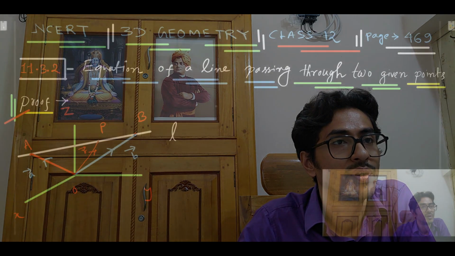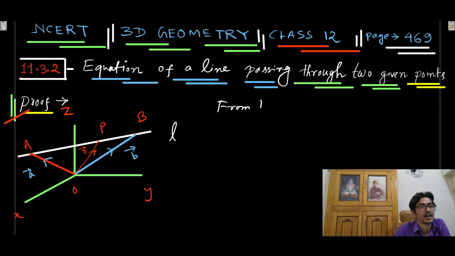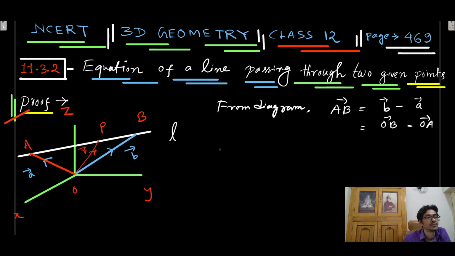So from the diagram, AB vector equals P vector minus A vector, actually OB vector minus OA vector, by the triangular law of vector addition.